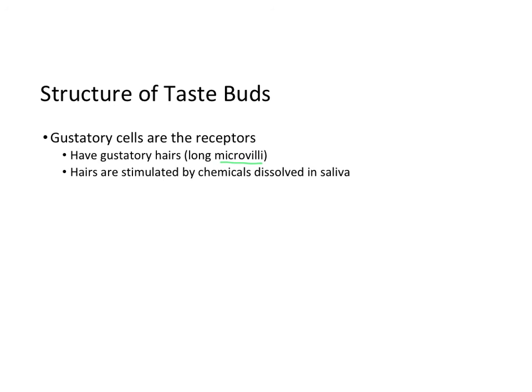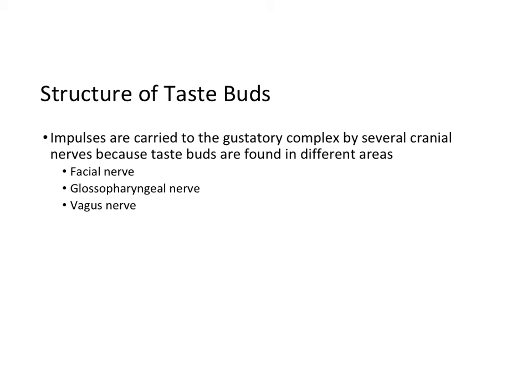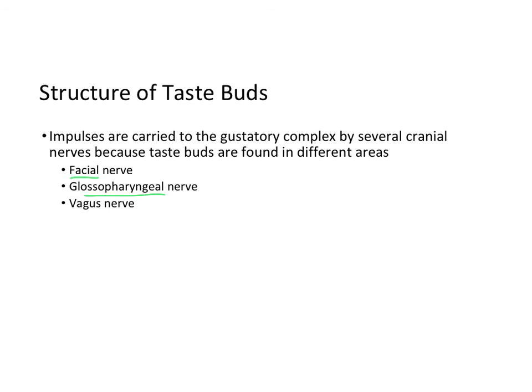The impulses from your taste buds are carried to the gustatory complex in your brain by several cranial nerves, because taste buds are found in different areas. Some of the taste bud information is sent via the facial nerve, some of the information is sent via the glossopharyngeal nerve, and some information travels via the vagus nerve.